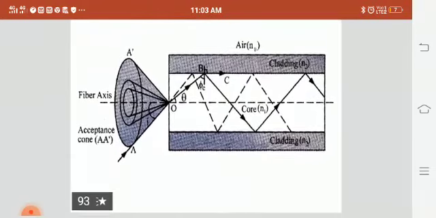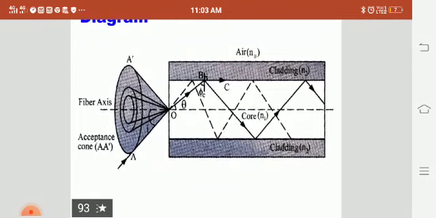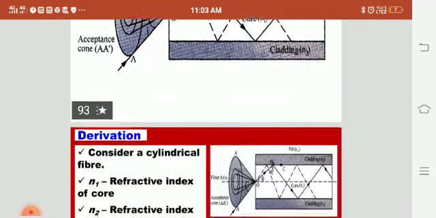Now we will see the diagram of an optical fiber. It consists of core as well as cladding, where the core appears in white and grey is the cladding, where the refractive indices of core and cladding are N1 and N2, and the refractive index of the air medium is taken as N0. The fiber axis passes through the middle point of the core.